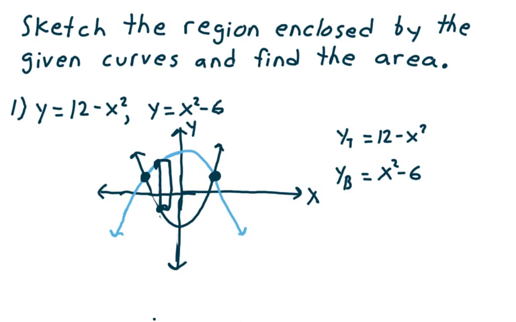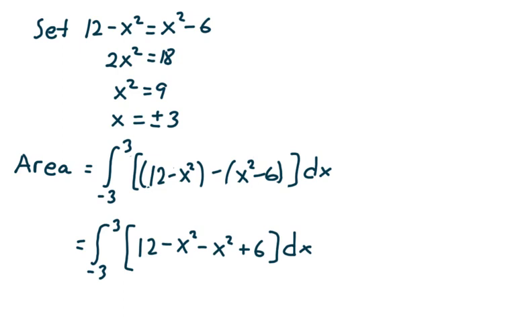Now what I want to do is determine the values of x that will produce the same y value. So in other words, I need to determine these points of intersection right here. To accomplish that goal, I set 12 minus x squared equal to x squared minus 6, which says 2x squared equals 18. Dividing both sides by 2, I get x squared equals 9. Therefore, x is plus or minus 3. And solving for x helps us to determine the limits of integration for my integral.